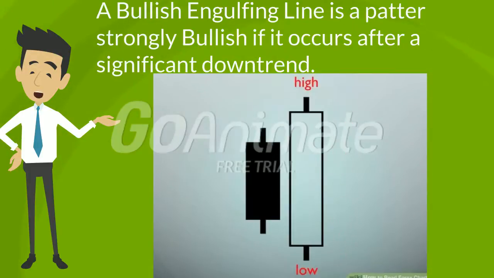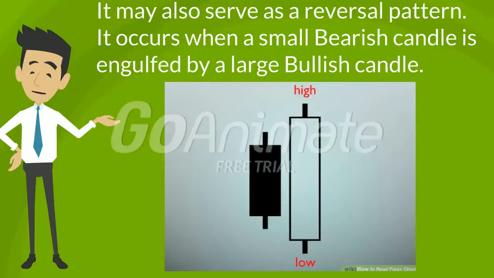A bullish engulfing line is a pattern strongly bullish if it occurs after a significant downtrend. It may also serve as a reversal pattern. It occurs when a small bearish candle is engulfed by a large bullish candle.